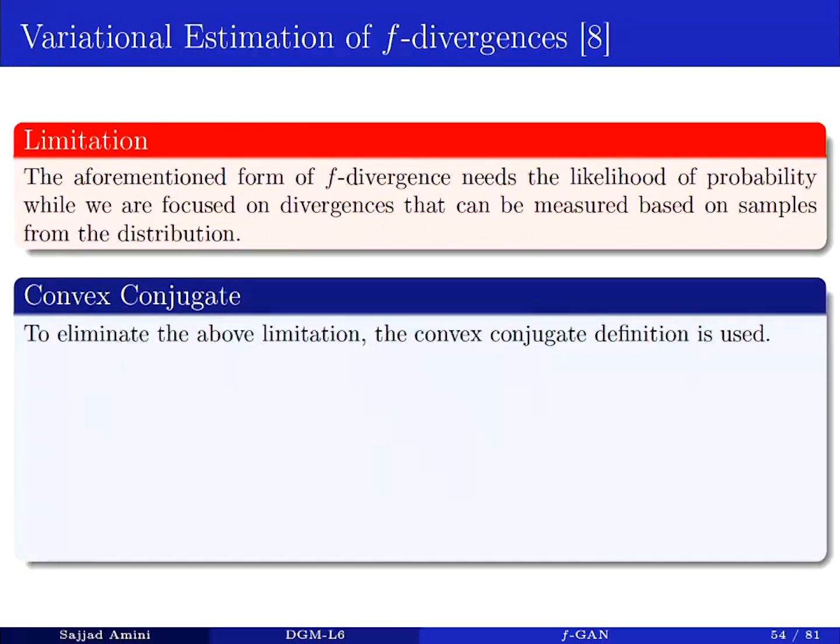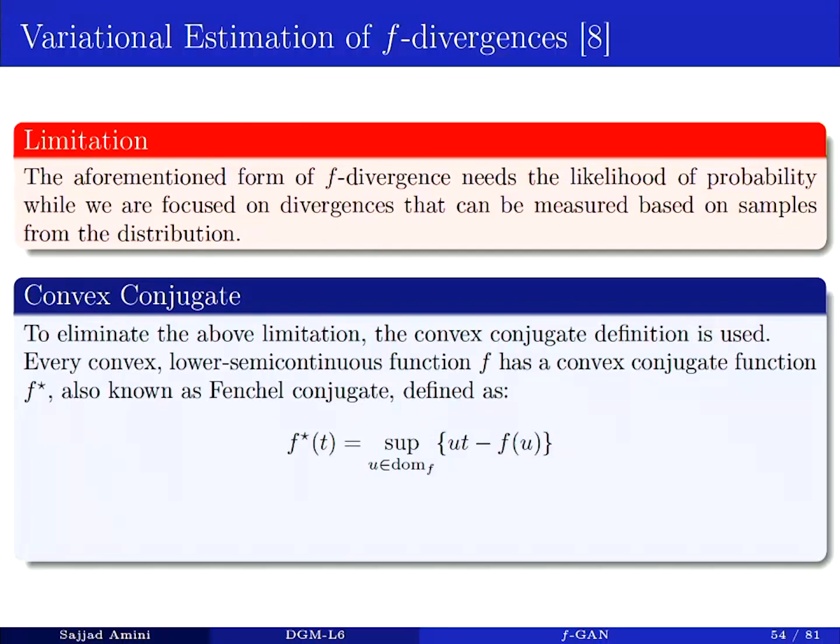The convex conjugate is a dual, another representation for your function f. Okay? It's just a definition. We just want the definition. We do not want to focus on the properties. It says that every convex lower semi-continuous function f, so our function f in f-divergence follows these two rules, because it is convex, it is lower semi-continuous, and also it has another property where f(1) is equal to 0, has a convex conjugate form f star, also known as Fenchel conjugate, defined as this definition.